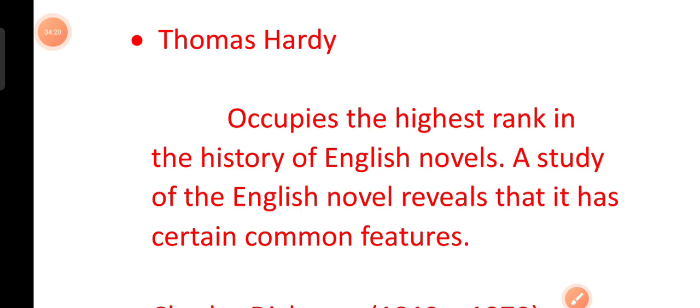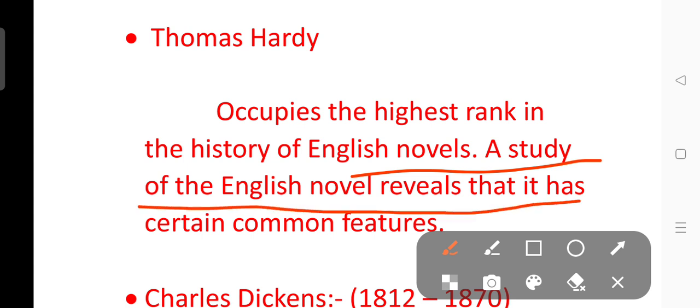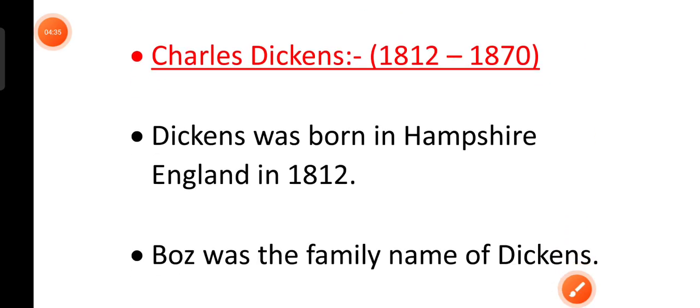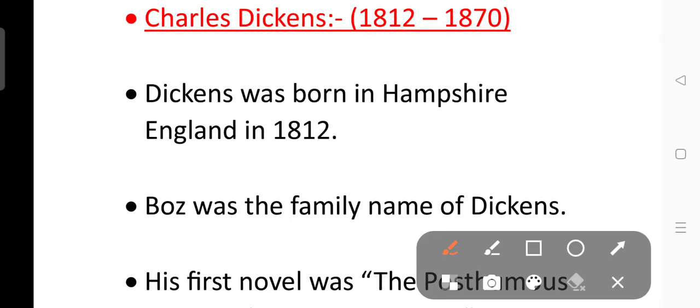A study of the English novels reveals that they have certain common features also. If you study the Victorian novels, they will reveal certain important features. Understood? Then the first novelist is Charles Dickens, and his time period was 1812 to 1870. Charles Dickens was born in Hampshire, England in 1812, and Boz was the family name of Dickens.